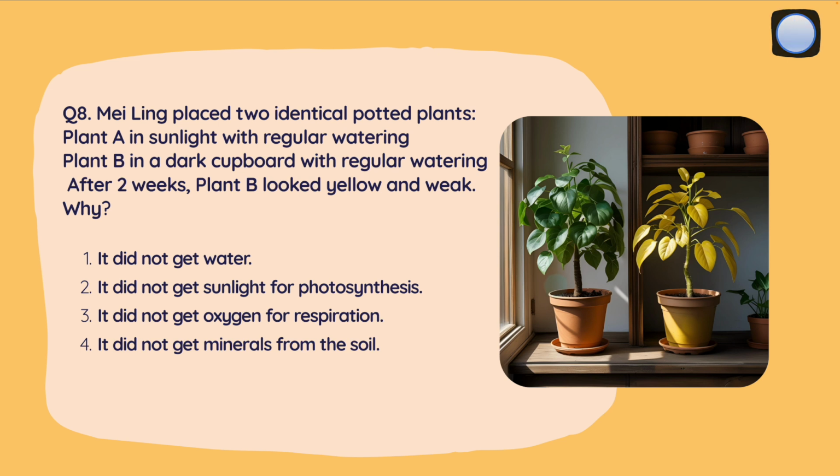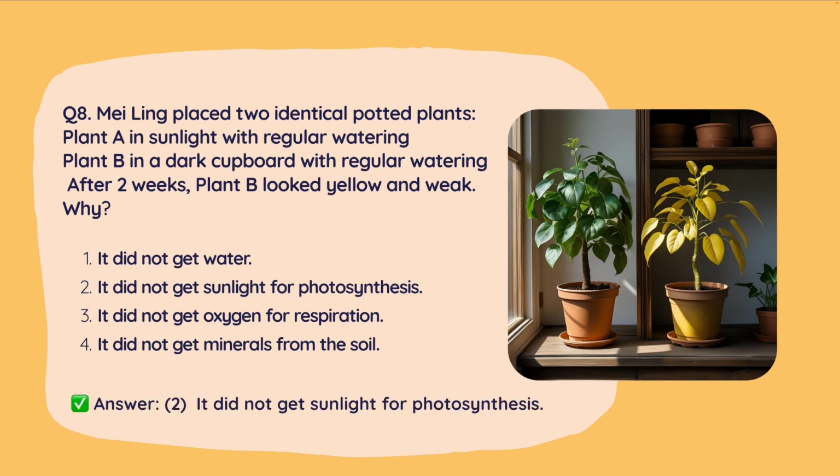The answer is it didn't get sunlight for photosynthesis. Plants need sunlight to make their own food through photosynthesis. Without sunlight, they can't produce enough food, so they turn yellow and become weak.